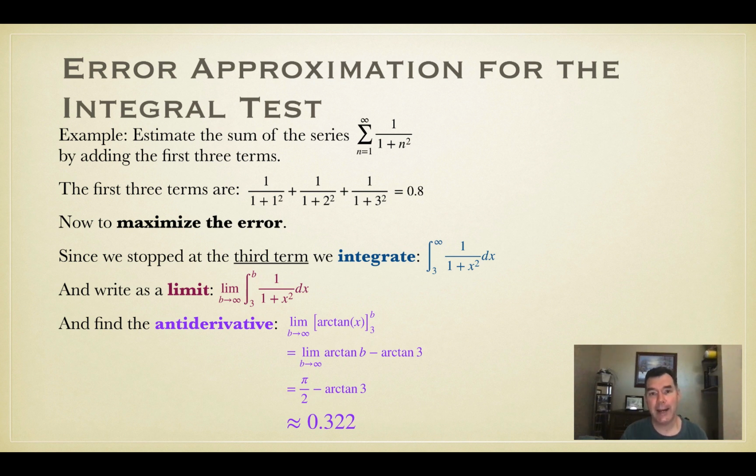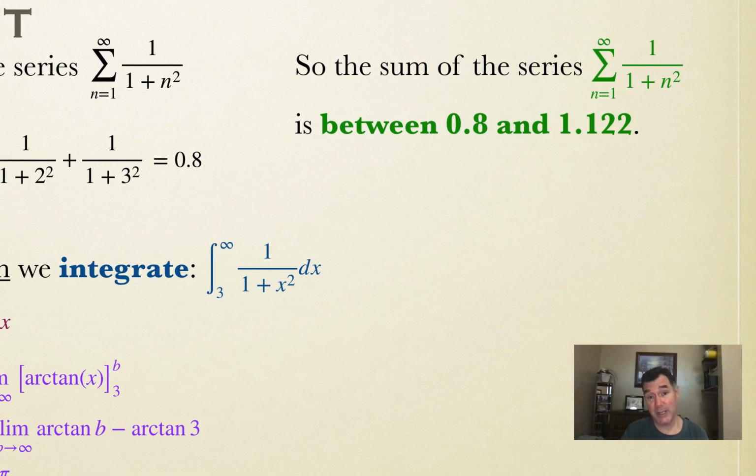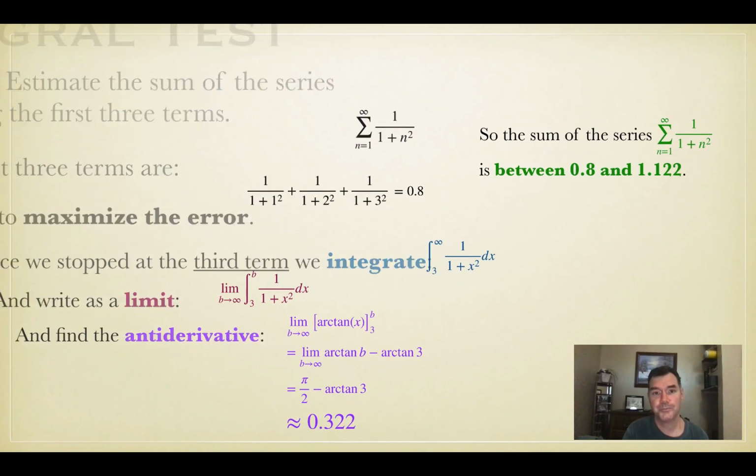It's not actually the error, but I know that my error is less than that, which means that my approximation of 0.8 is off by less than 0.322, so that I know that the actual sum of the series is somewhere between 0.8 and whatever I get when I add 0.322 onto 0.8. So the sum of the series is somewhere between 0.8 and 1.122.